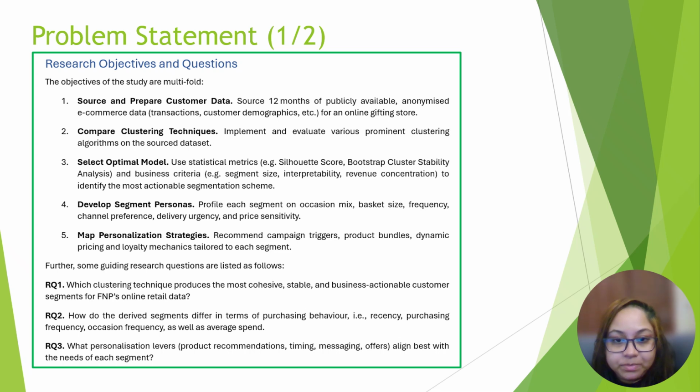So source 12 months of publicly available anonymized e-commerce data involving transactions, customer demographics, etc. for an online gifting store. So this was the UCI retail data set that I had used as a proxy for FNP data, since we don't have the proprietary FNP data. Secondly, compare clustering techniques, implement and evaluate various prominent clustering algorithms on the sourced dataset.